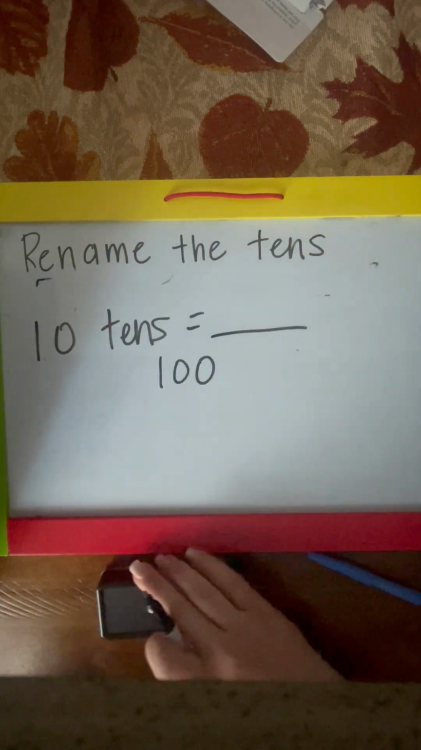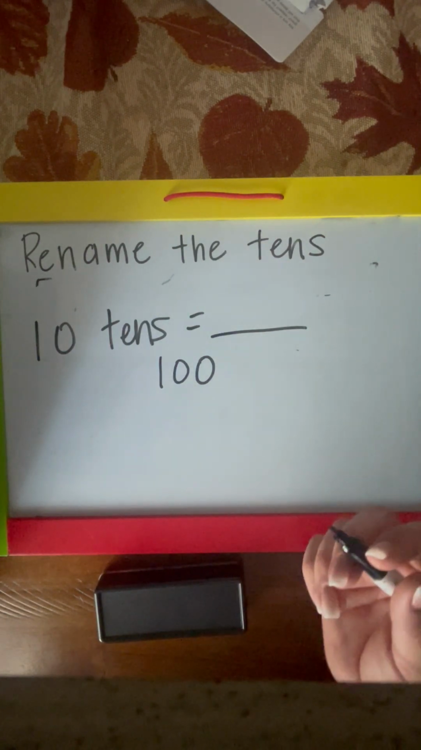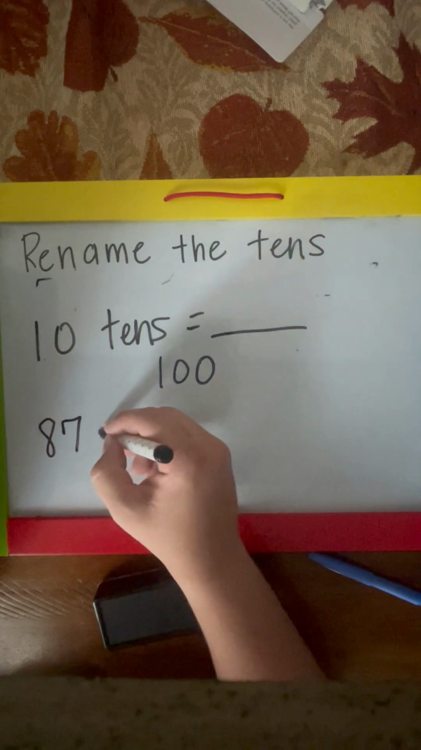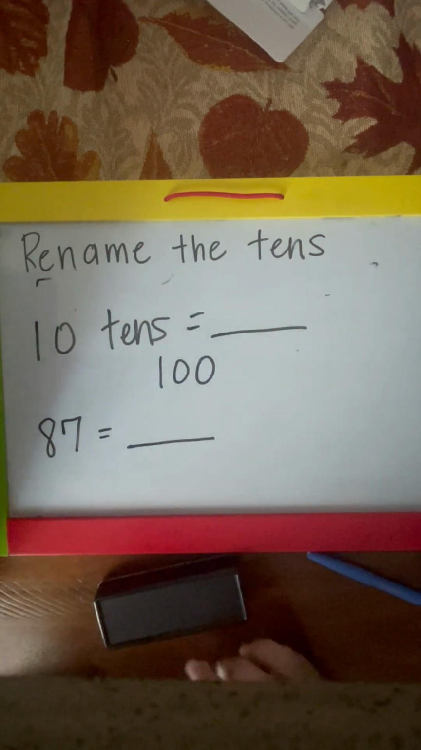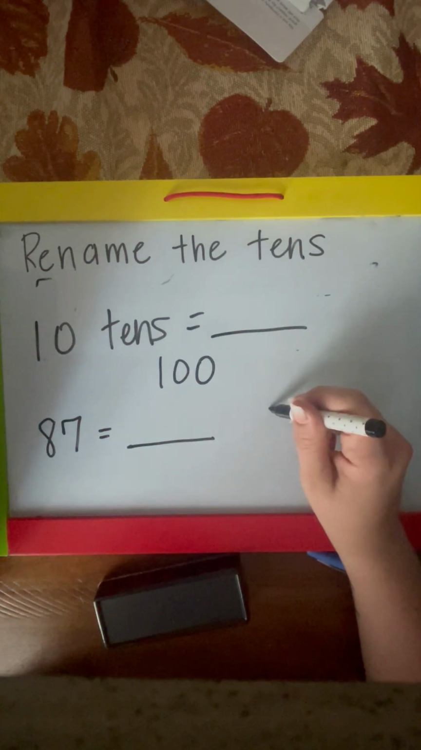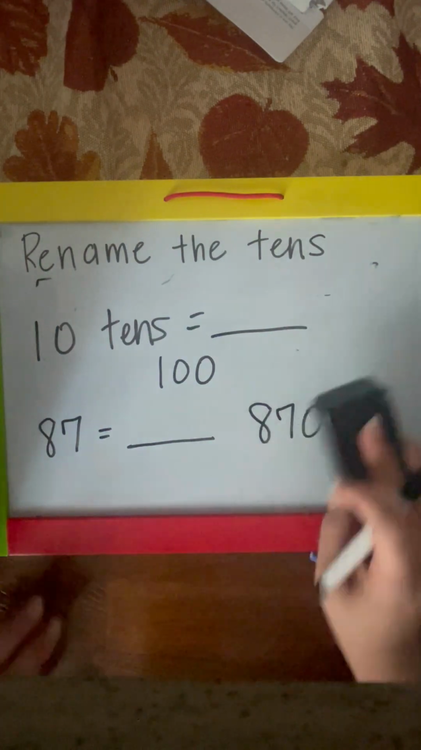Let's do one more. Let's do 87. 87 equals how many tens? 80, 100, 70. Good job. Okay, I think you guys got the hang of this.